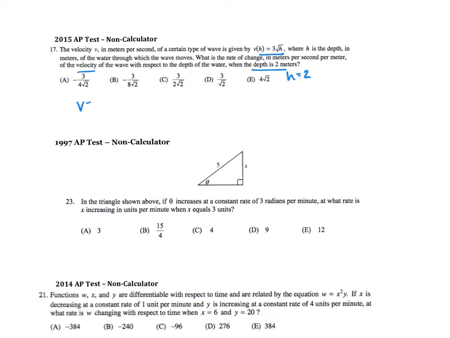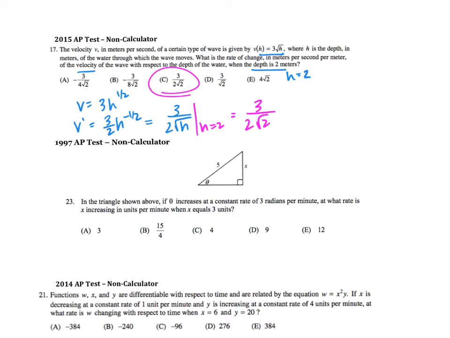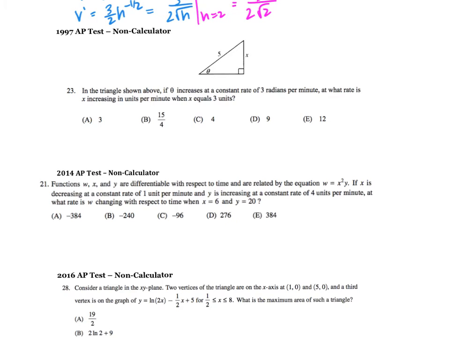Okay, so if my velocity was 3 root h, or 3h to the 1/2, what would the derivative of that be? What would v prime be? Well, I'm going to bring my exponent out front, so it would be 3/2 h to the -1/2, which is the same as 3 over 2 root h. They wanted this second derivative the moment when h is 2. So when I plug that in, I'd have 3 over 2 root 2. And I got C. All right.